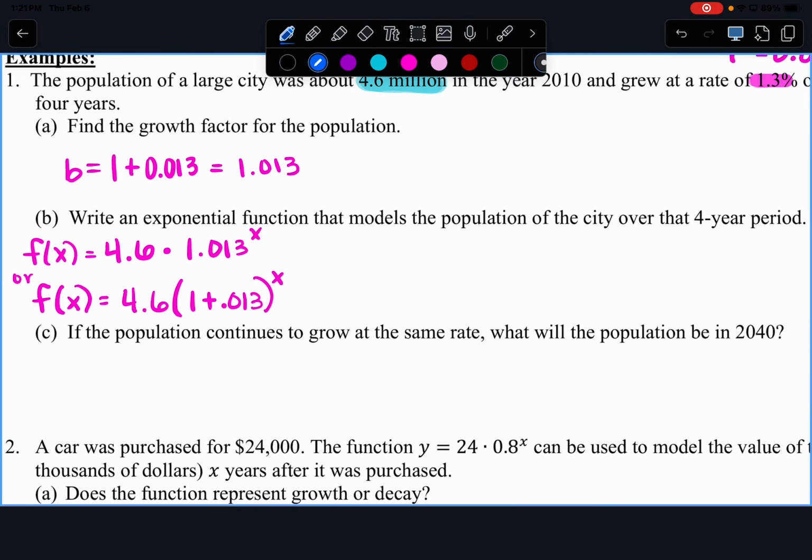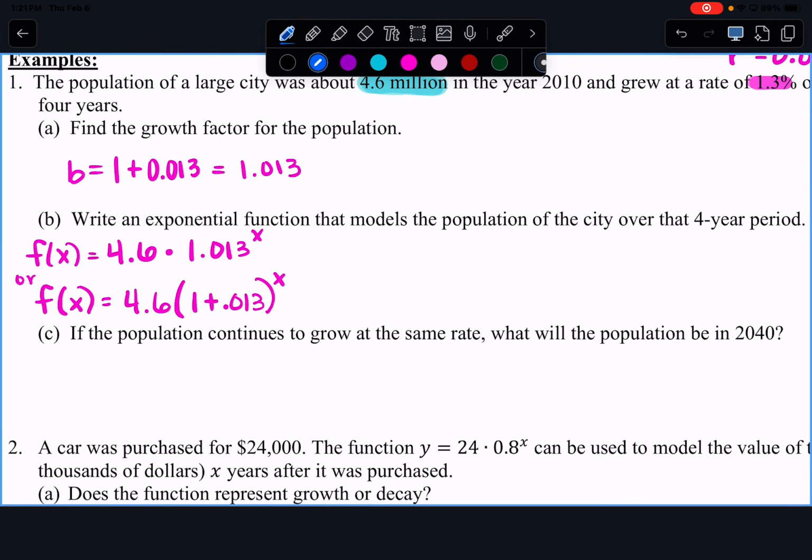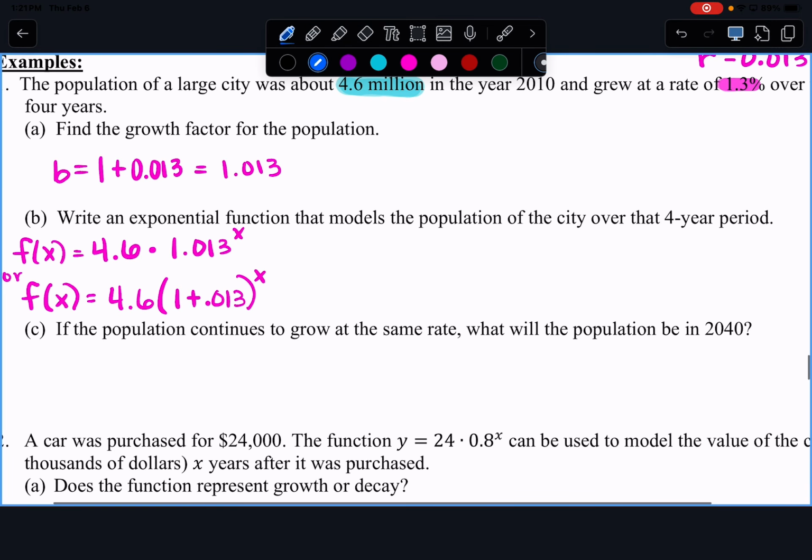But this question doesn't just ask us to write the function. What else does this ask us to do? Exponential function that models population, over a 4-year period. What do you think that means we need to do? I need to plug in what number? 4. So we're going to find f of 4. So we're going to say 4.6 times 1.013 to the 4th power. I need you to type that in your calculator for me. If you don't have a calculator, go get you one.